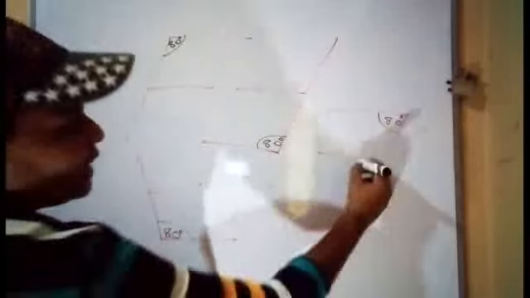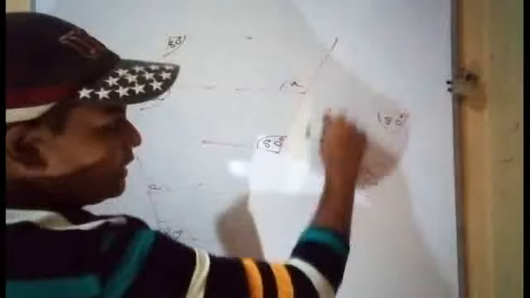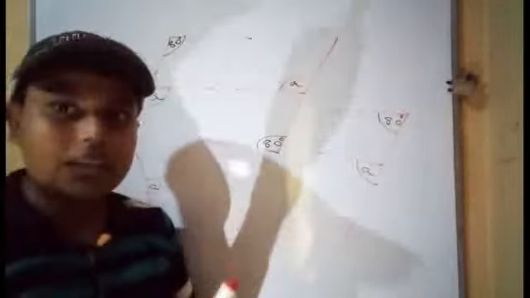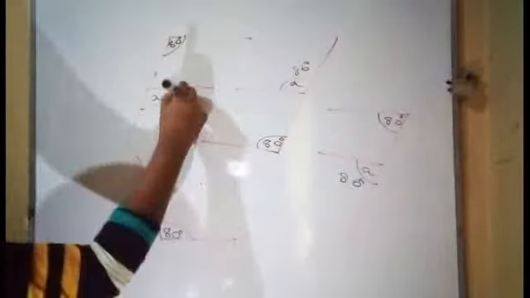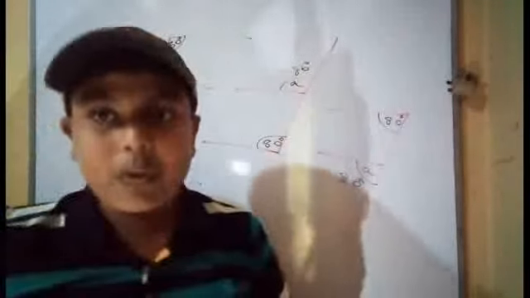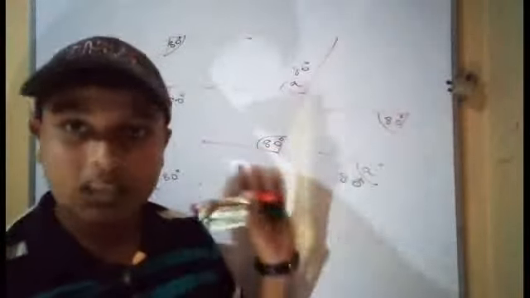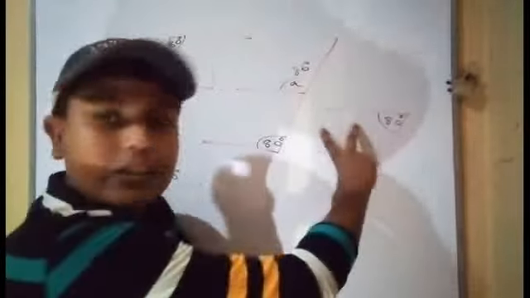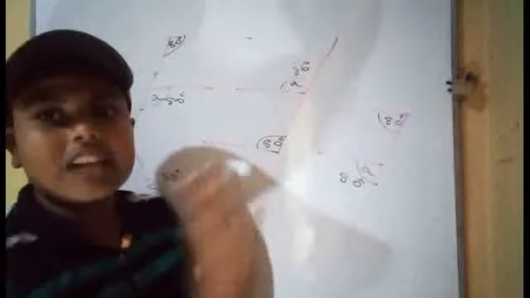Now, this angle corresponds to this angle, and this angle to this angle, and this angle to this angle. That means they both have the same value: this 80 and this also 80, this also 80, this also 80. These are called the corresponding angles. Both angles are in the same direction. There are no other directions in corresponding angles, only the same direction, and the same values on both sides.